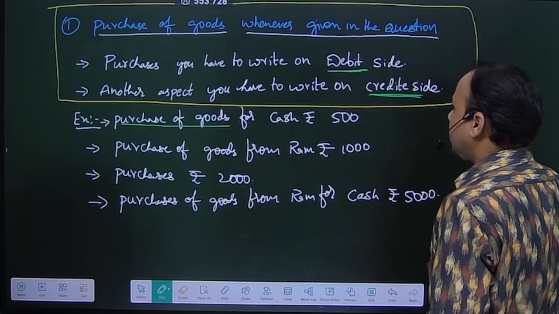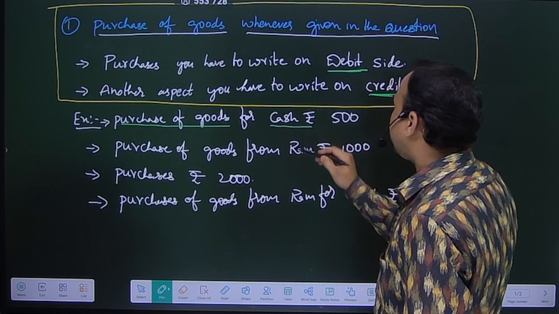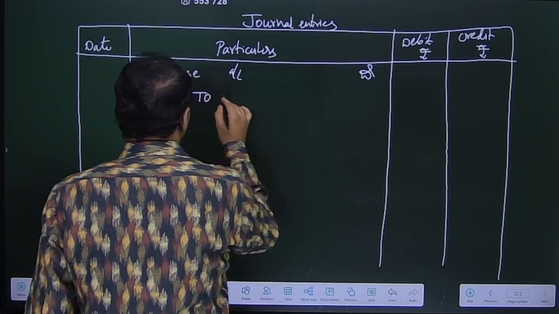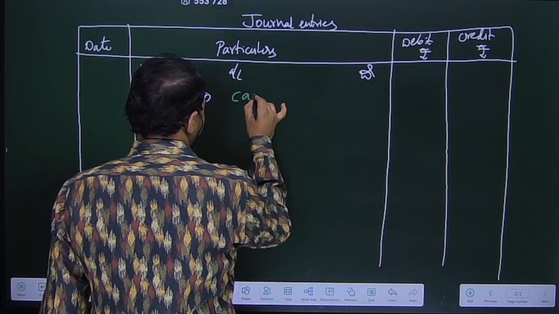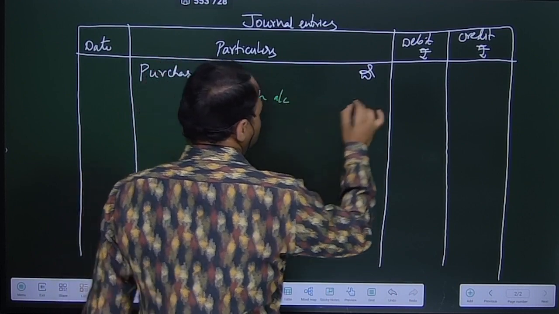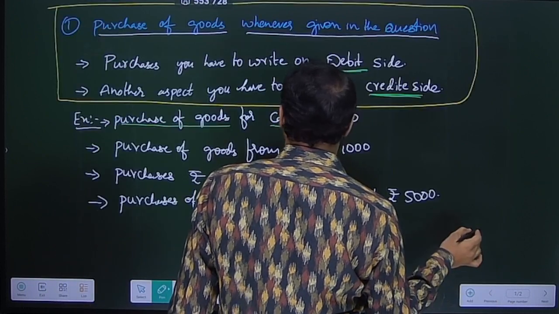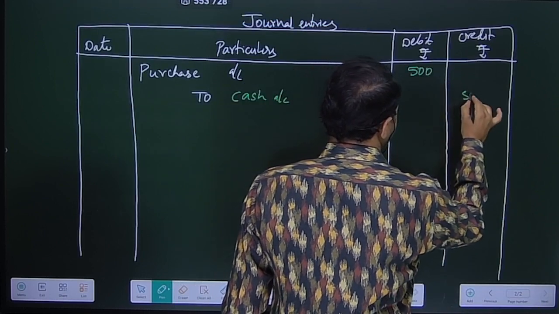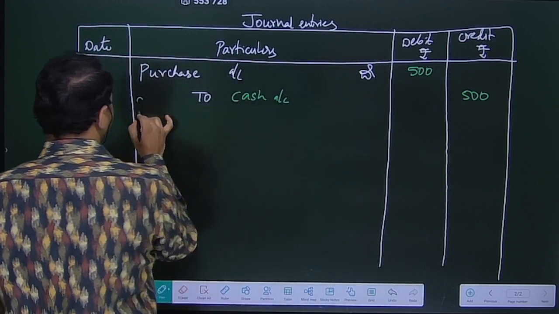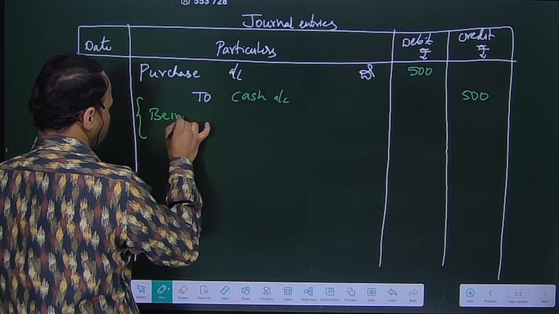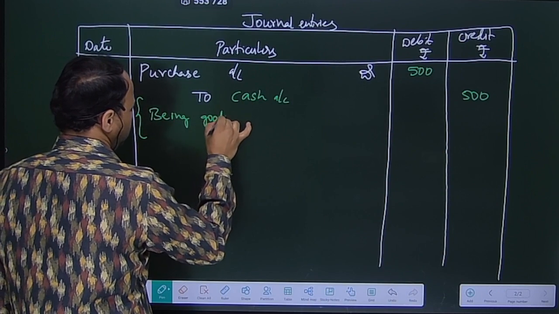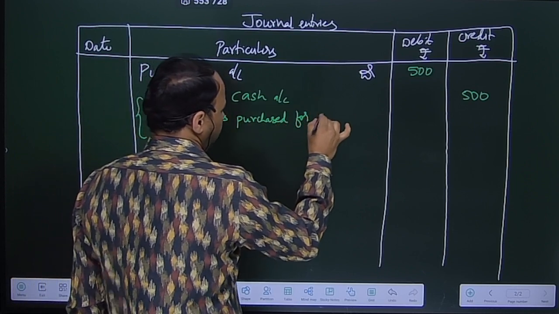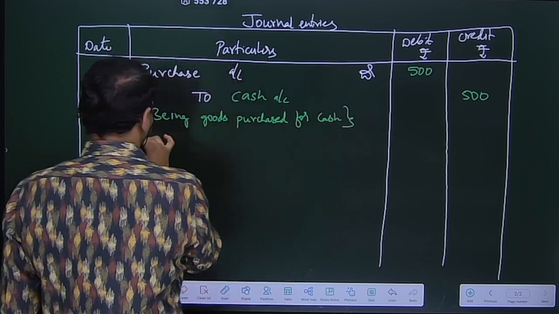So then what is another aspect here? How did we purchase goods here? For cash. So another aspect you have to write here: purchase account debit to cash account. The amount given, that much we have to write here. Here I have taken 500 as an example, so we will write 500 debit, 500 credit. Narration: being goods purchased for cash. Simple. First one completed.